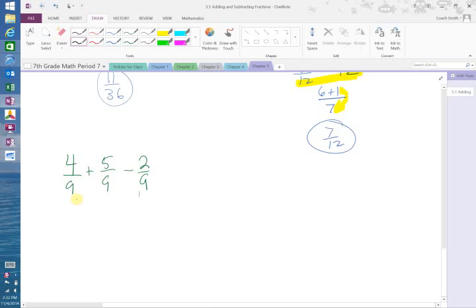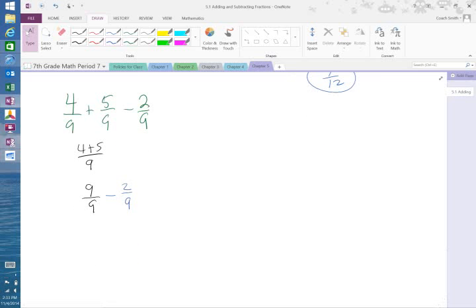First step is to take 4 plus 5 over 9, which is 9 over 9. You could reduce that to 1, but there's no need to because you have another step still, and that is to subtract 2 over 9. 9 minus 2 over 9 be 7 over 9. And it doesn't reduce.